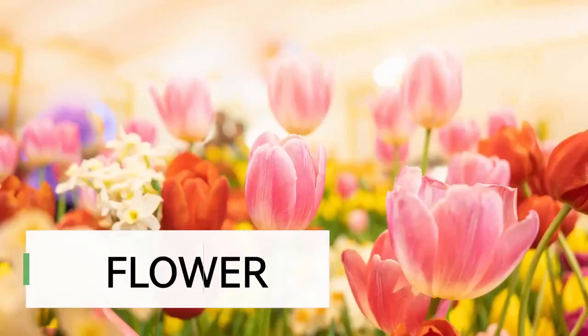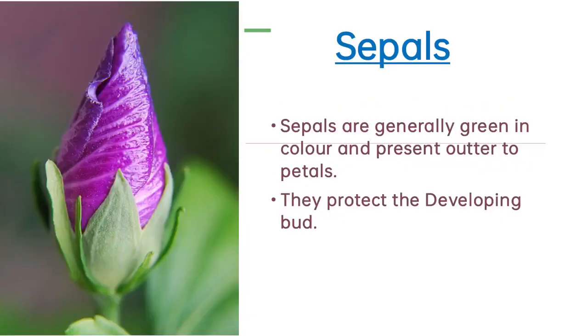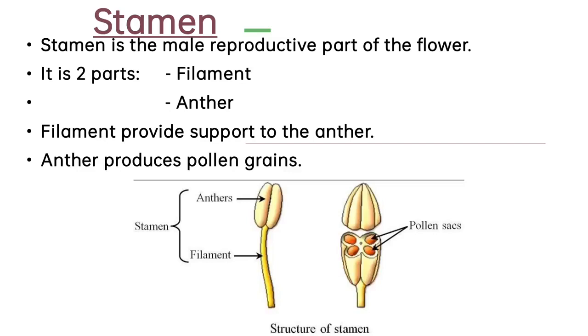Now, let us move towards the next structure of the flower, that is the stamen. The stamen is considered as the male reproductive part of the flower. It consists of two parts, filament and anther. The filament provides support to the anther, and the anther produces pollen grains that is used in the process of fertilization. The stamen is present inner to the sepal and the petal. Generally, the stamen is present near the pistil for easy fertilization.